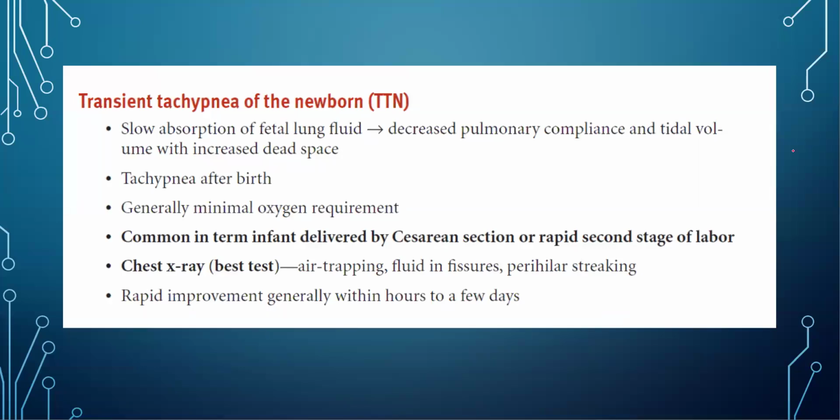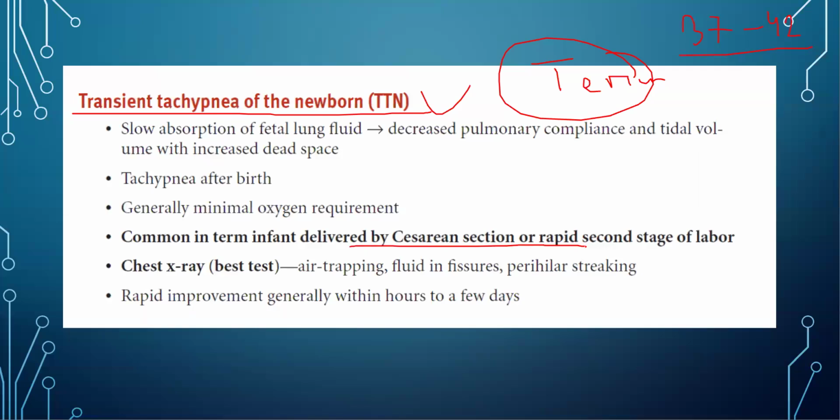The another cause for respiratory distress in children is transient tachypnea of the newborn or TTN. So transient tachypnea of the newborn is common in any child, but it is common in children who is like with term. So term baby. What is term? Term means between 37 to 42 weeks. So if a child is term baby, and most of the time they are delivered by cesarean section, and they can have a bit of respiratory difficulty after birth, and that is what we will call as TTN.